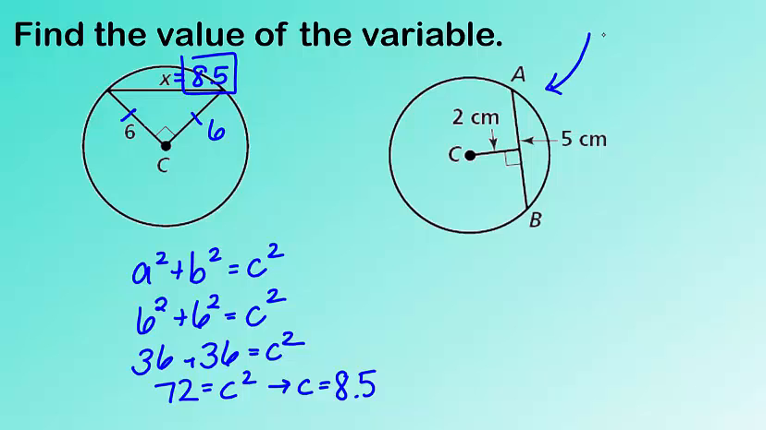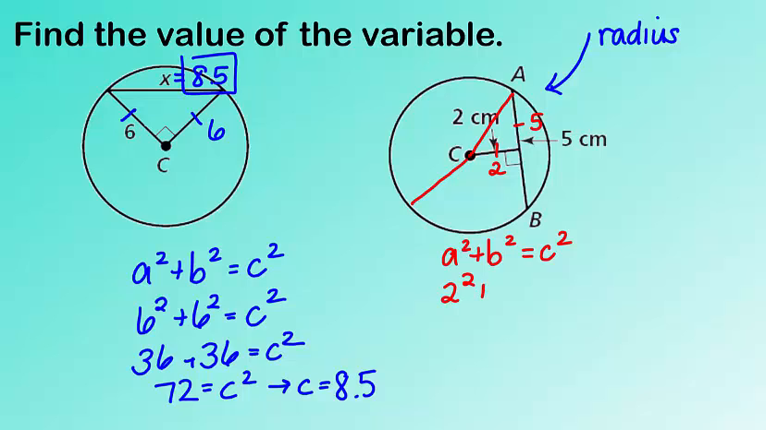For this example, we're going to find our radius. So I'm just going to draw one in over here. I don't know what it is, but I know it's the same length as this one that I draw in over here. And they tell me that this piece here is 5 and this one is 2. So we'll use the Pythagorean theorem again. We get 2 squared plus 5 squared is equal to c squared.